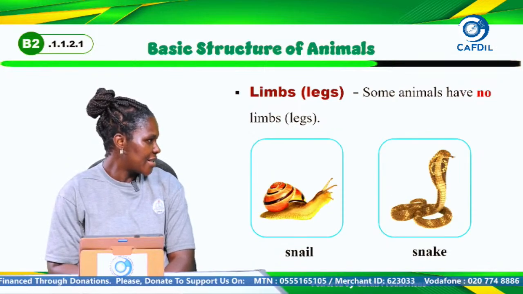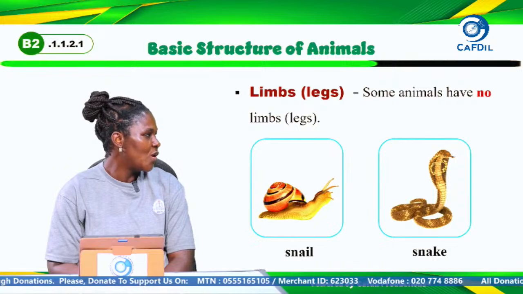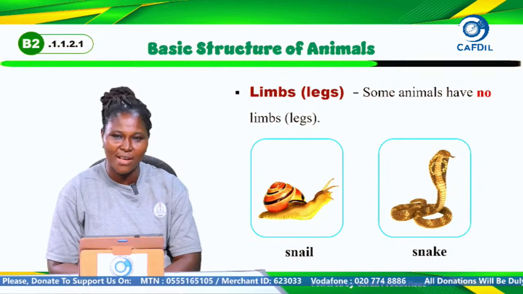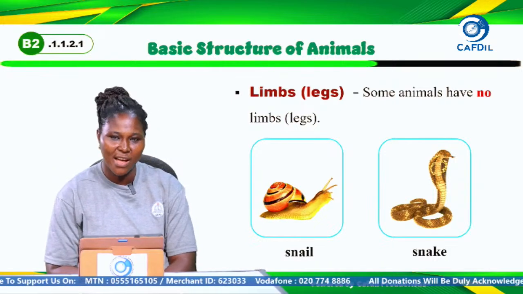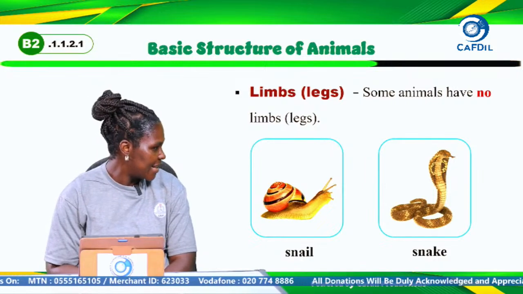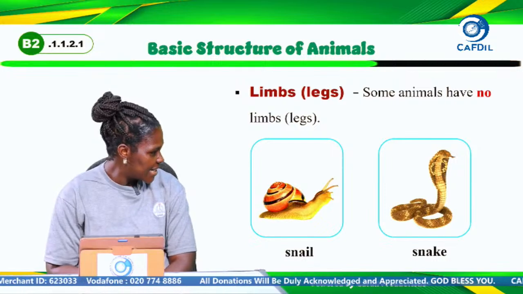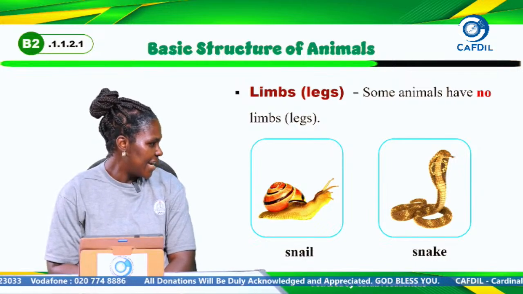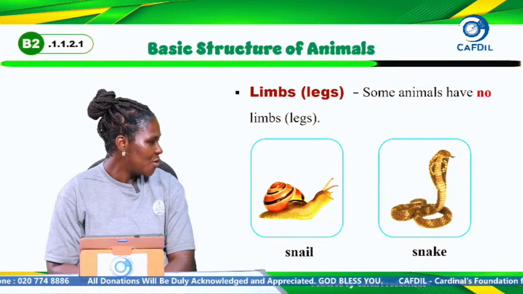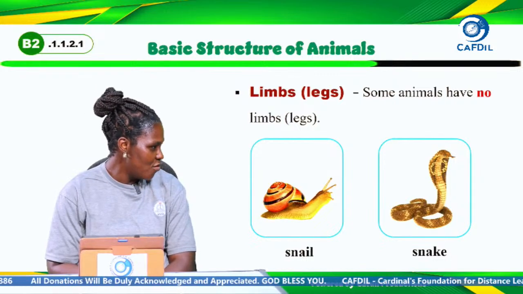Good. Some animals have no limbs or legs. So let's look at examples of some animals. We have snail and snake. They have no limbs and they move their body.